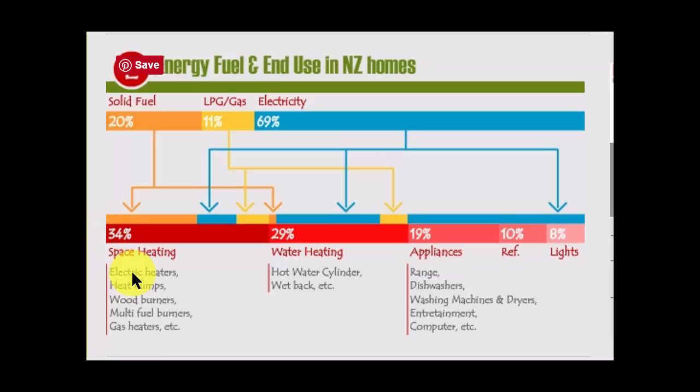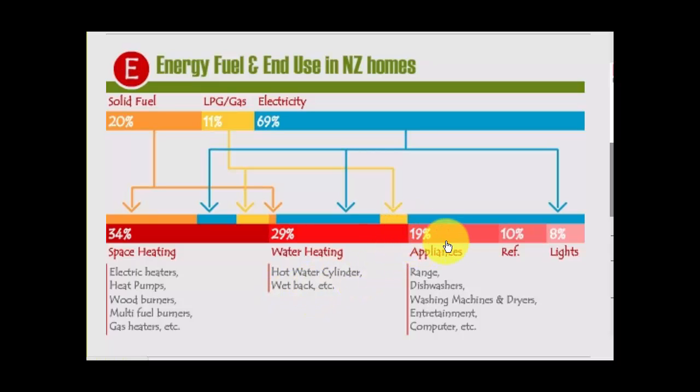It's electrical heaters, heat pumps, wood burners, multi-fuel burners, gas heaters, etc. Now, the second area or percentage is 29%, and that's for water heating. That's just having hot water available 24 hours a day, every day of the year. So it's hot water cylinder, wetback, and so on.